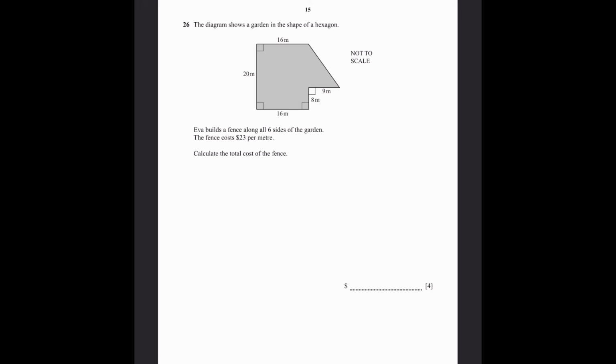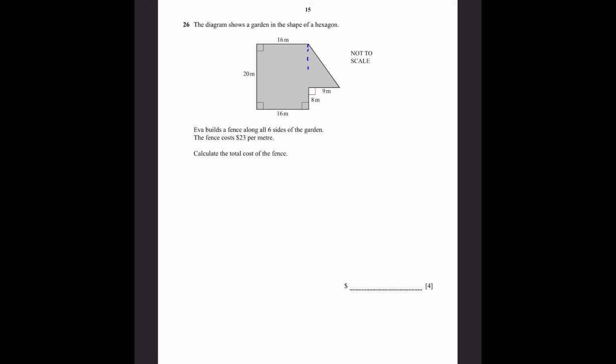The diagram shows a garden in the shape of a hexagon. Eva builds a fence along all 6 sides of the garden. The fence costs $23 per meter. Calculate the total cost of the fence. Well, we need to find this length first. Only then we can find the total perimeter.